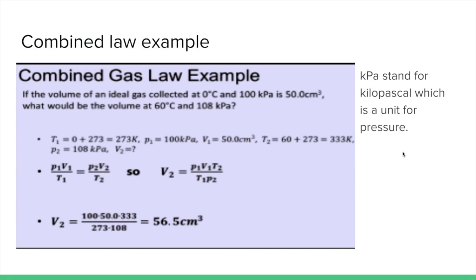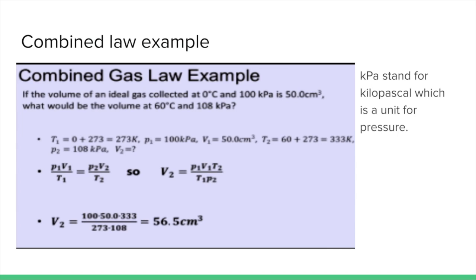Combined law example. If the volume of an ideal gas collected at 0 Celsius and 100 kilopascal is 50 centimeters cubed, what would be the volume at 60 Celsius and 108 kilopascal?